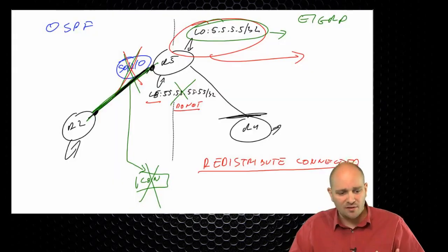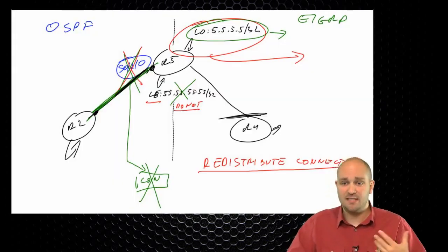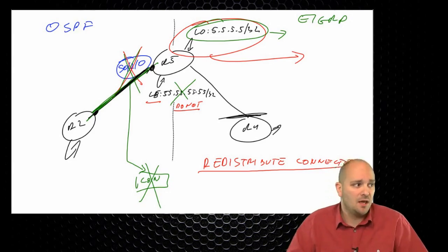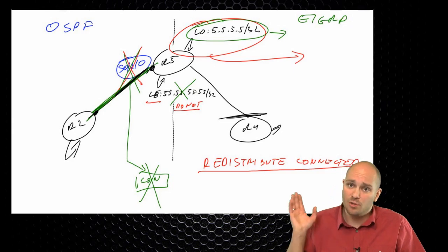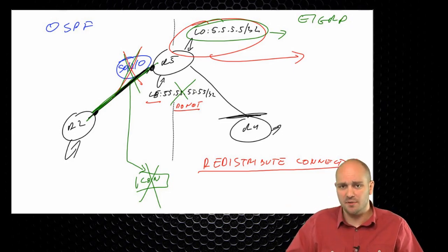As I said, it's a relatively basic concept. It's redistributing connected routes, and every time you think about redistribution of connected routes, how hard can it be? Well, as you can see in IOS, even the simplest thing can actually be very, very complicated.